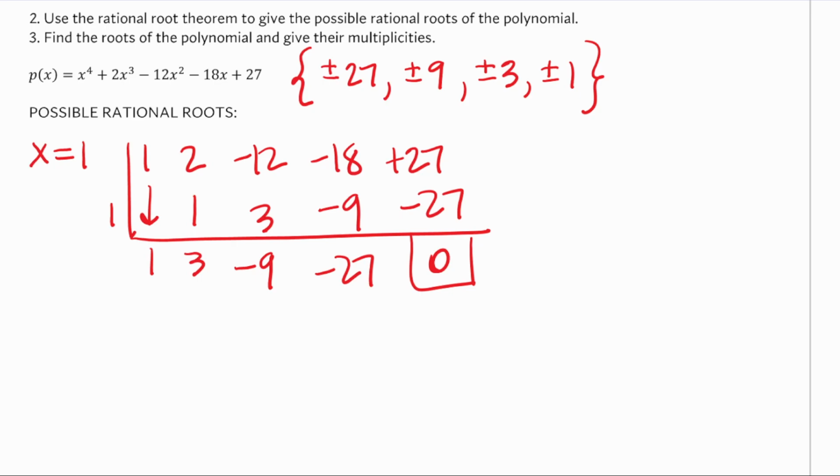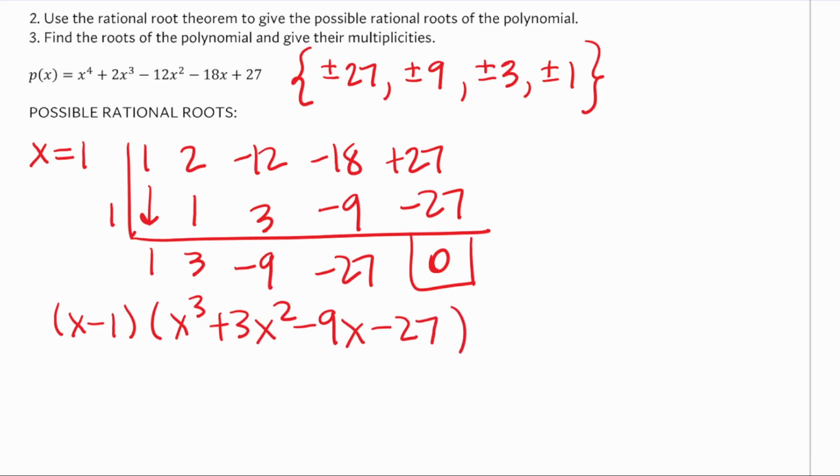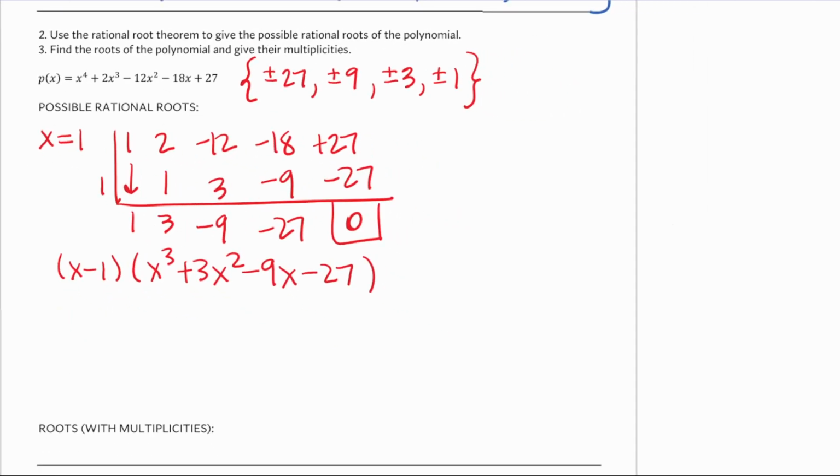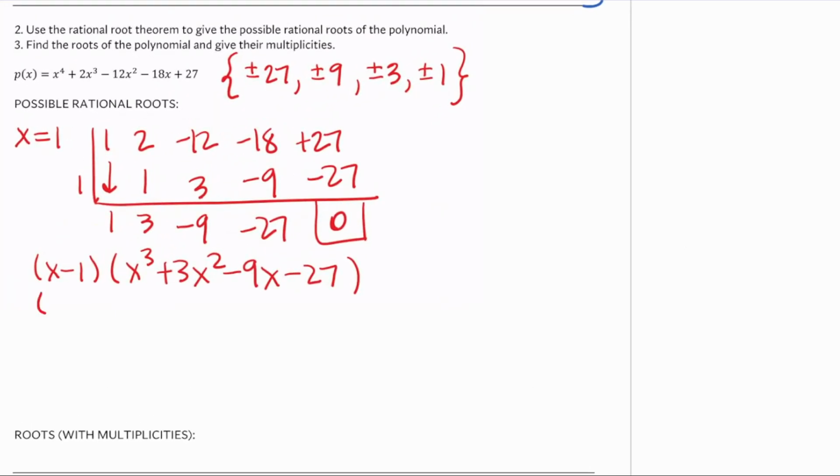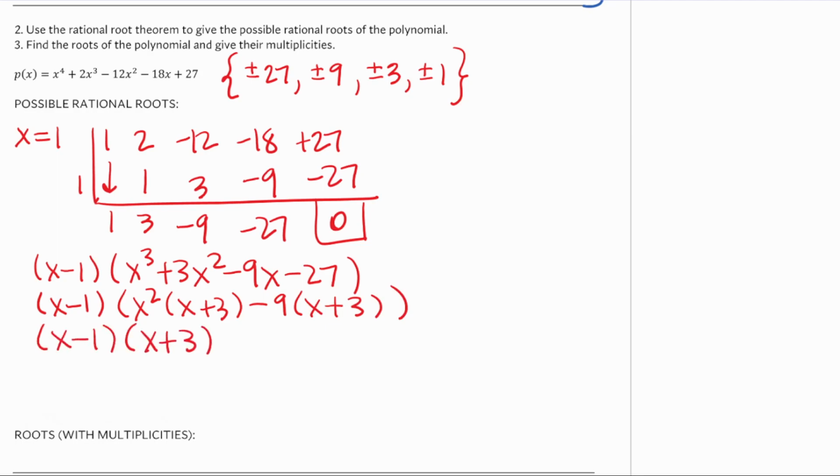All right, so now that I've got x minus 1 factored out, I'm left with x to the 3 plus 3x to the 2 minus 9x minus 27. Okay, that's something I can do group and factor on. I'm going to factor out x squared and be left with x plus 3 out of the first two terms. And then out of the second two terms, I'm going to factor out a negative 9, and I'll be left with an x and a plus 3. I've got x minus 1 times x plus 3 multiplied by x squared minus 9.